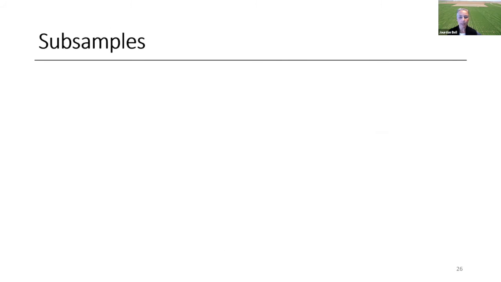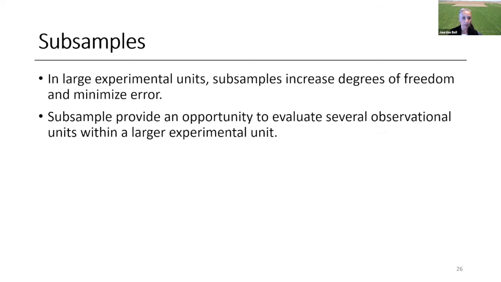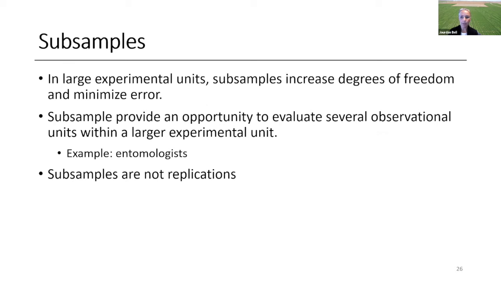Subsampling is also important when we talk about field plot research. In large experimental units, subsamples increase the degrees of freedom and minimize error. Subsamples provide an opportunity to evaluate several observational units within a larger experimental unit. This is commonly done by entomologists and IPM agents, especially when doing their insect counts. But keep in mind that those subsamples are not your replication.